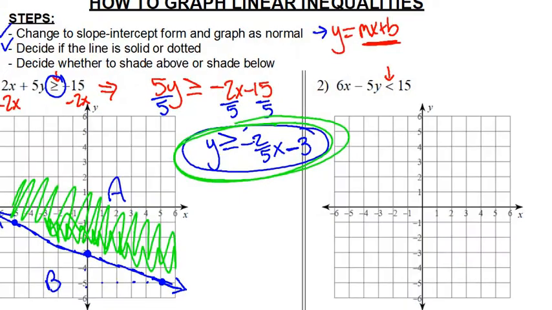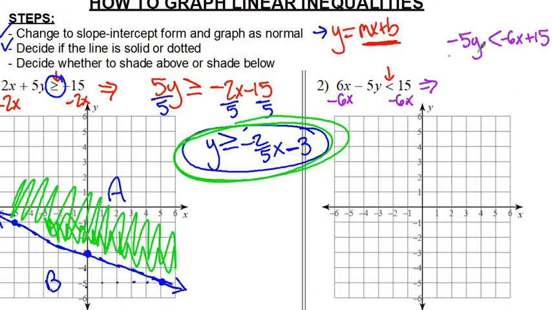Okay, this one has a slight twist to it, which I'll show you. So let's start by changing it to slope-intercept. We'll subtract the 6x, and we have, let me write it up here, negative 5y is less than negative 6x plus 15. Here's the slight twist that I mentioned. Okay, and it's only a slight one.